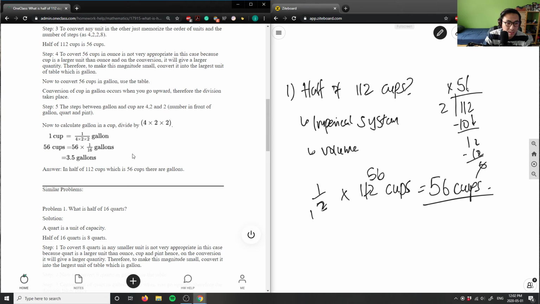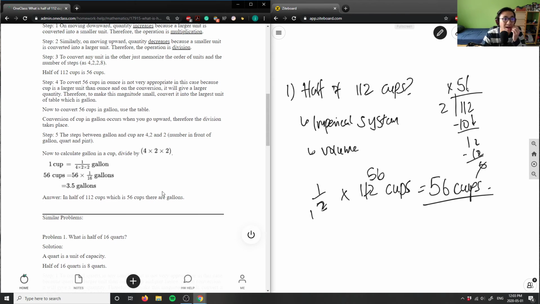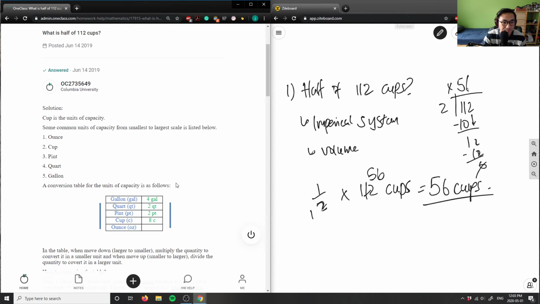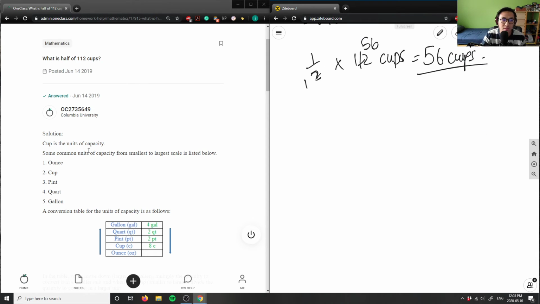They want it in gallons. Oh, they might have wanted it in gallons. So let's switch this into gallons first. So we have 56 cups, and it didn't say here to convert to gallons, but maybe I'll convert to gallons for you as well.